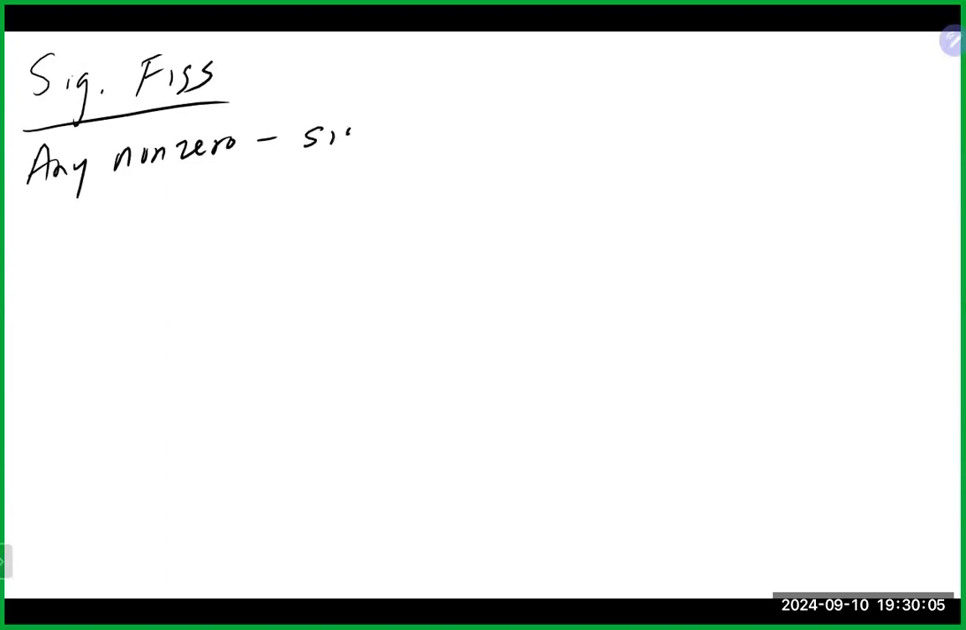All right, so since we're talking about sig figs, let's talk about official rules for sig figs. Again, any non-zero digit is significant. So if you have 1, 4, 3, 2, that is 4 significant figures. It is the zeros that give people a hard time, so let's start with those.